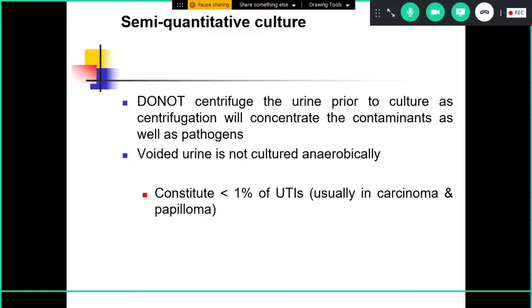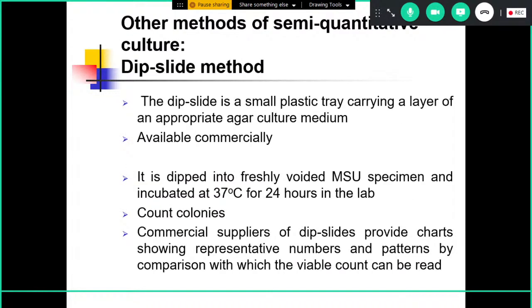So, semi-quantitative culture: also remember not to centrifuge urine because it will concentrate the contaminants. And as I told you in the beginning, voided urine is not cultured anaerobically. So it is not that we do anaerobic culture of urine as a routine, and it is never sent for anaerobic culture unless there is suspicion of carcinoma or papilloma of the bladder.